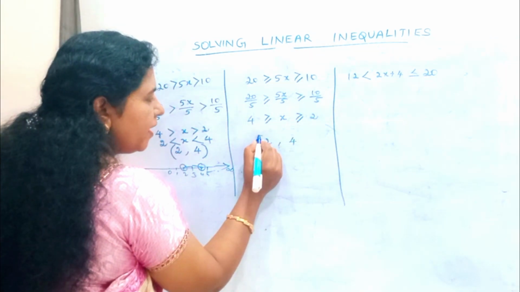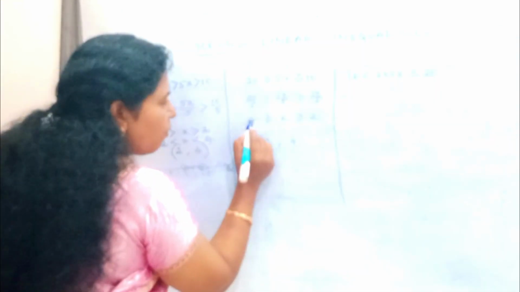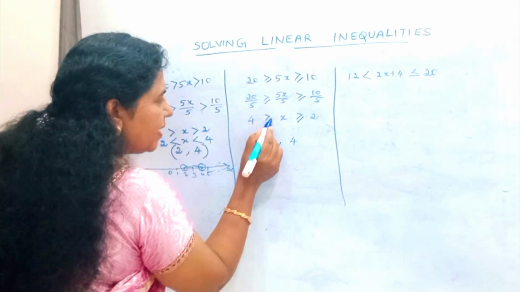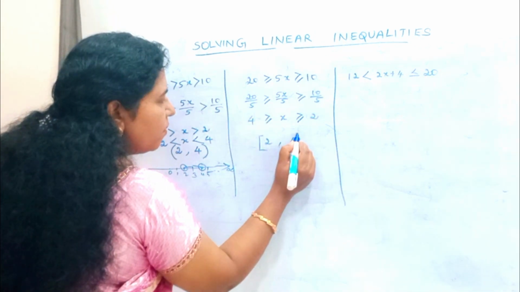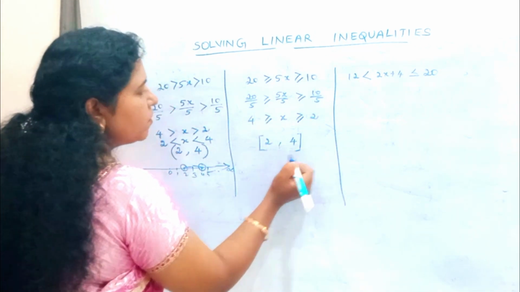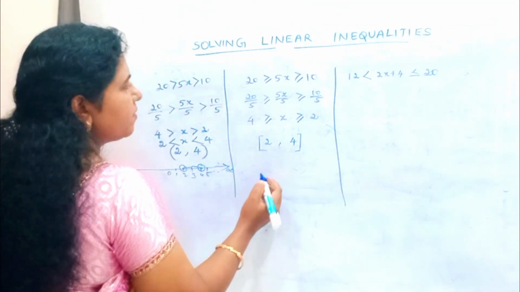So near 2 we have to use a square bracket. Now here 4 is also included. X is equal to 4 also. It may be equal to 4 also. So near 4 we have to use a square bracket. So now this is the interval notation.